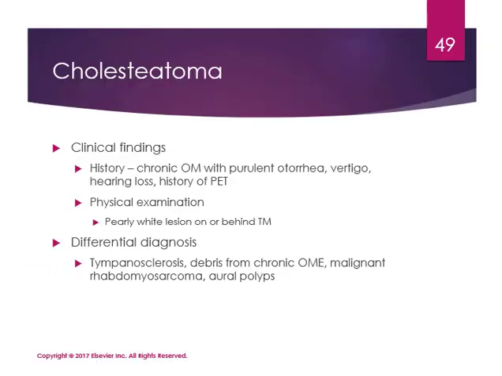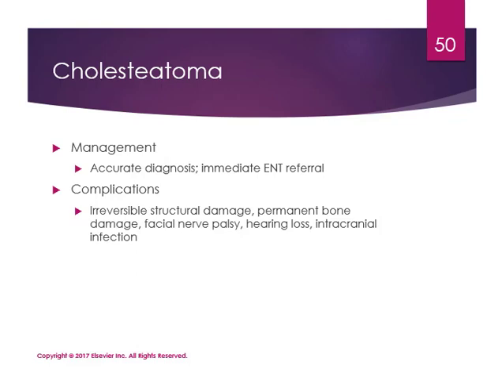Some clinical findings on your history: you may note that they've had some chronic otitis media with purulent drainage. They may have vertigo, hearing loss, and a history of tubes. On physical exam, you may note that there are pearly white lesions on or behind the tympanic membrane. Differential diagnoses include tympanosclerosis, debris from chronic otitis media with effusion, malignant rhabdomyosarcoma, and aural polyps. For this condition, it's important to make an accurate diagnosis and then have an immediate referral to ENT.